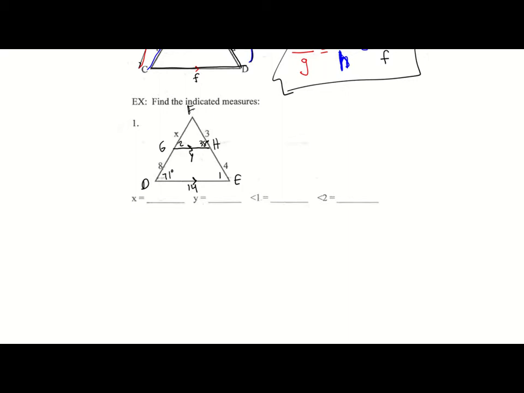The first thing it wants us to find is X. So we can use our two sides here as proportional segments. So we can say that X over 8 is equal to 3 over 4. Cross multiply, get 8 times 3 is 24, and 4 times X is 4X. Divide by 4 on both sides, and X equals 6.